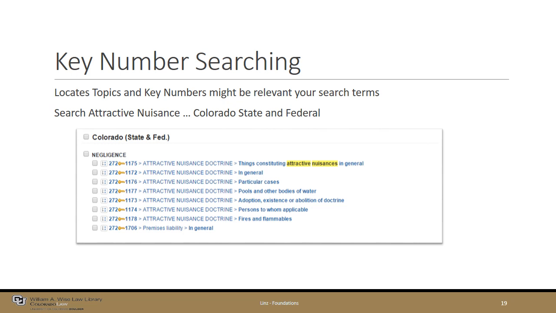In this example, it happens to fall under negligence. There's attractive nuisance, and then there are a number of key numbers that apply to it. If you followed those links, it would produce for you the cases that are cited to those particular subtopics.